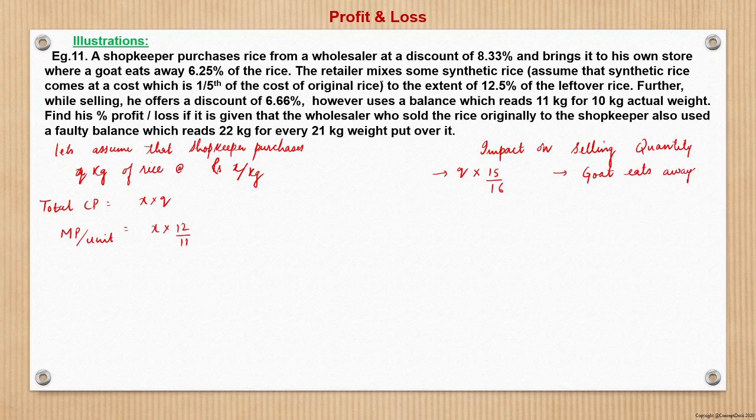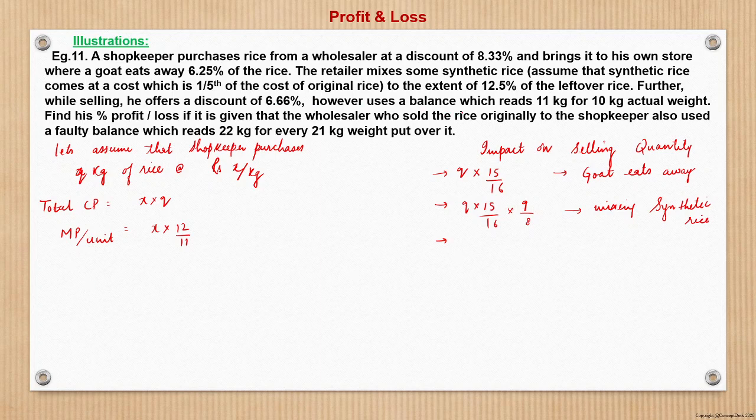Then retailer mixes some synthetic rice. What is that? So Q into 15 by 16, and he mixes to the extent of 12.5% of the leftover rice. So this gets increased by 12.5%, which means 1 by 8. So this becomes 9 by 8. Mixing synthetic rice. Then the third factor, I mean this discount, will have an impact on the prices, not on the quantity.